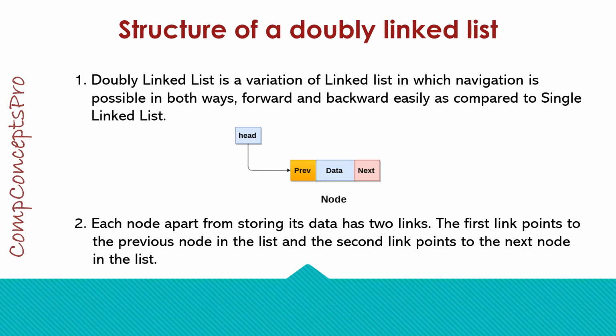In doubly linked list, each node contains 3 fields rather than 2. Out of these 3 fields, 2 are the pointers. One of the pointers points to the node previous to the current node and another pointer points to the node next to the current node. Therefore, traversal in a doubly linked list is also possible in both the directions, forward as well as backwards.